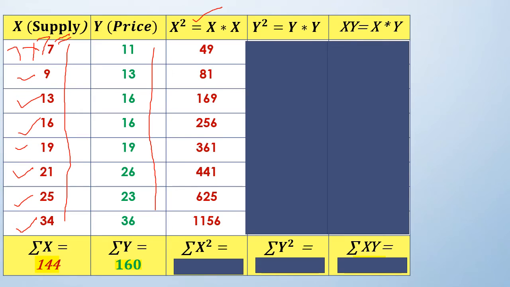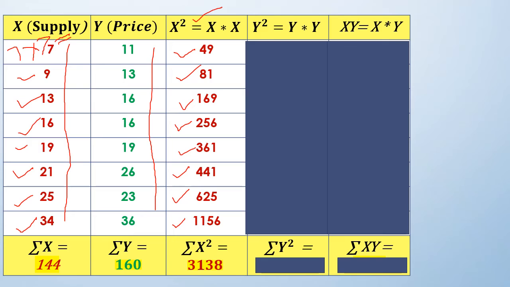That is the answer. 7 into 7 is 49. 9 into 9 is 81. 13 into 13 is 169. Then 16 into 16 is 256. Then 19 into 19 is 361. 21 into 21 is 441. 25 into 25 is 625. And 34 into 34 is 1156. That is x square, and the sum of x square is 3138.